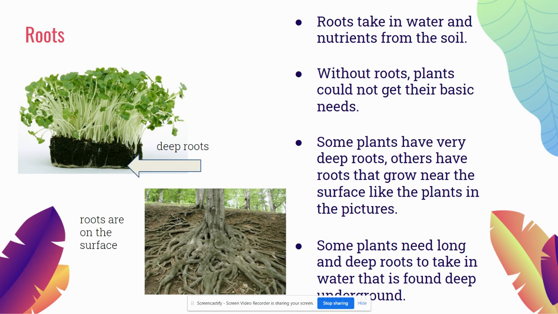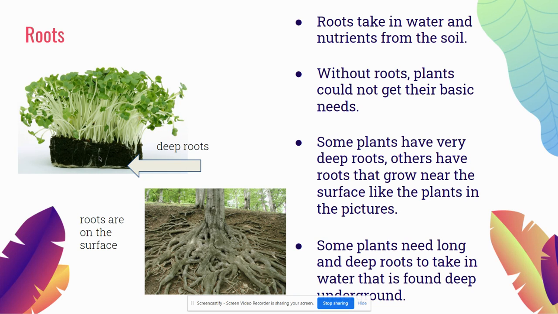And without the roots, the plants could not get their basic needs. Every plant needs roots because without them they won't be able to survive. So think of it as the roots are kind of like the mouth, right? They take in the water and the nutrients from the soil. Now, some plants have very deep roots. And here you have an example. You see that the plant is up here and then the roots are down here. These are deep roots, right?